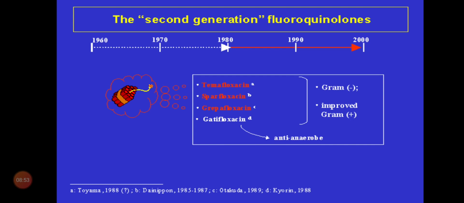Now we are going to move to the second generation fluoroquinolones. The second generation fluoroquinolones were developed between 1980 and 2000. Examples of second generation fluoroquinolones are temafloxacin, sparfloxacin, grepafloxacin and gatifloxacin. These fluoroquinolones are active against gram negative bacteria and have improved gram positive activity. Gatifloxacin also acts on anaerobes, that is, it shows anti-anaerobic activity.